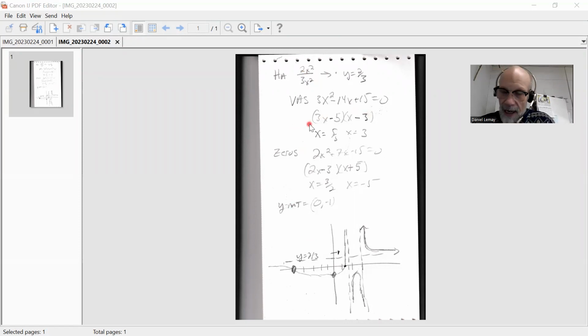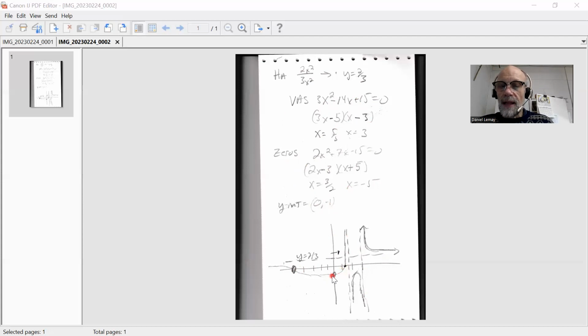So how do you graph this stuff by hand? Set the denominator equal to 0, factor it, or use the quadratic formula. I like factoring. And we get those two vertical asymptotes, so I sketch those in. The zeros, we set the numerator equal to 0, solve, get those zeros, and I graph those in. I sketched in y equals 2/3. I sketched in the y-intercept, which you found correctly, f of 0 is -1.